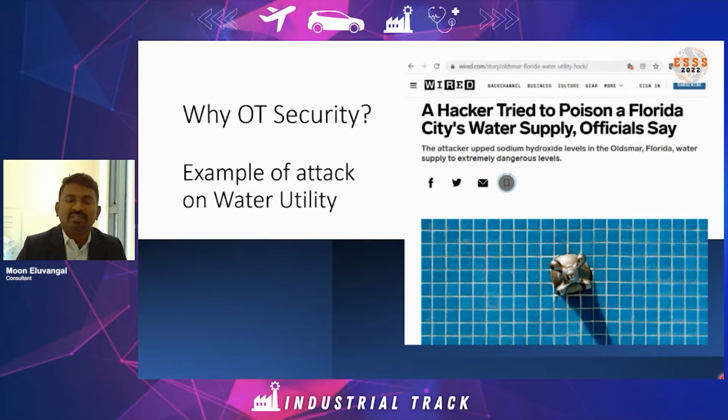So summarizing, OT security, or an attack on critical infrastructure, is not something hypothetical. It is happening already, and it is increasing. If you see the trend for the last 10 years, it has been increasing.